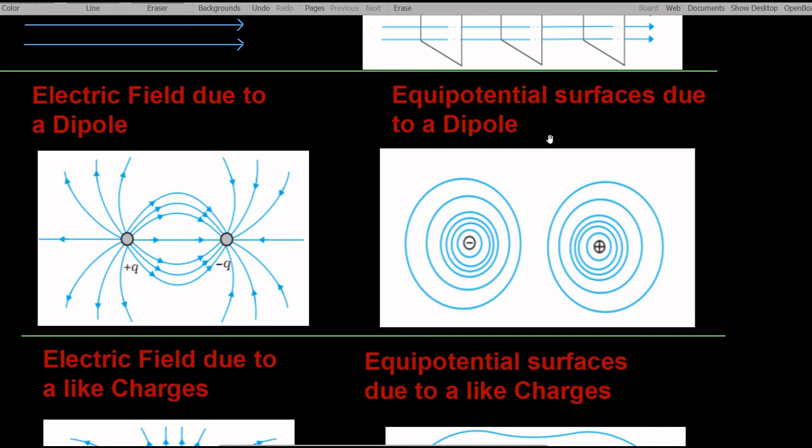Now look at the equipotential surfaces due to a dipole. Equipotential surfaces are crowded between the two charges, and equipotential surfaces are going farther and farther apart on either ends. At the extreme ends, you can see equipotential surfaces are very far apart.